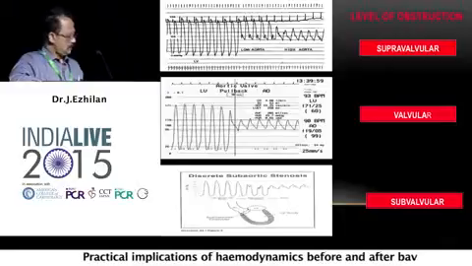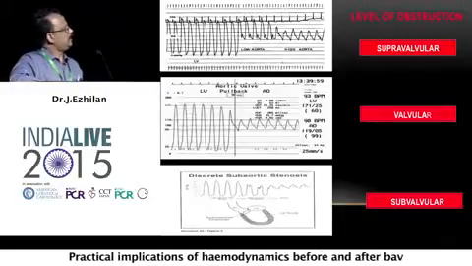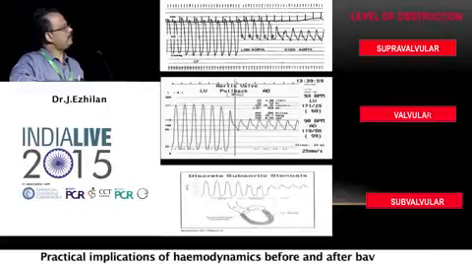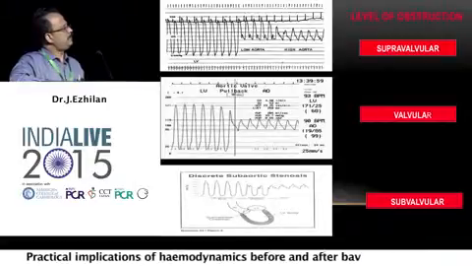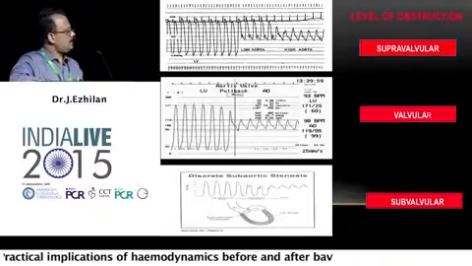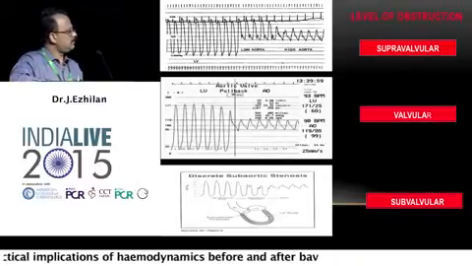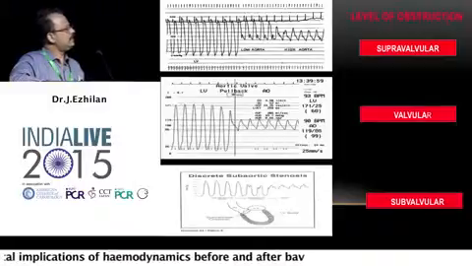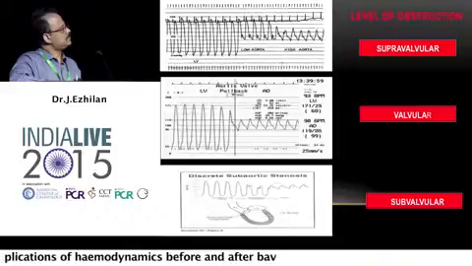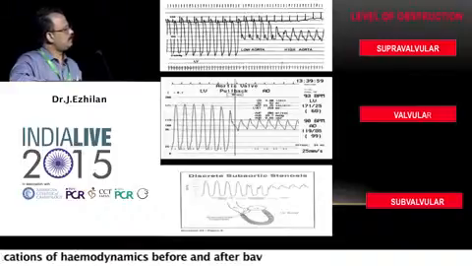If you see in supravalvular, after pulling out from the LV, the initial portion of the aorta shows a hybrid form of wave which resembles more like the aorta. Whereas in a subvalvular, the hybrid wave resembles more like an LV, because this is in the LV and this is in the aorta. So this tells you that this is a supravalvular obstruction and this is a subvalvular obstruction.